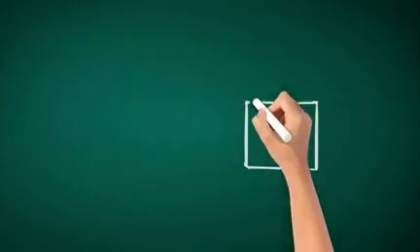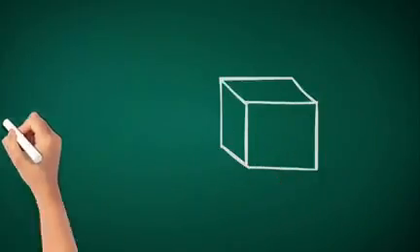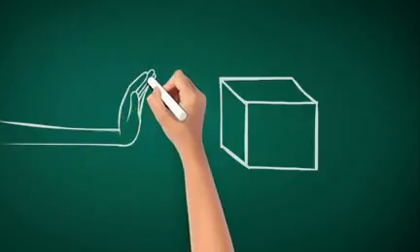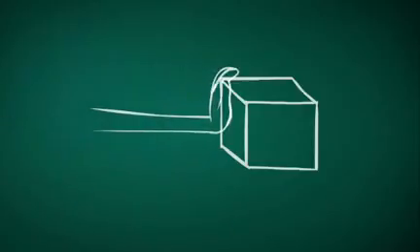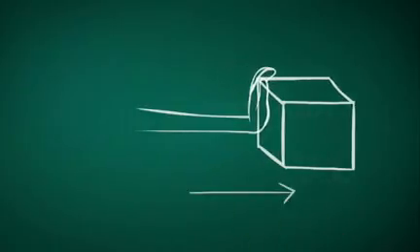Let's see an example. Look at this box of chalks. If I want to move it from one place to another, I need to apply certain amount of force. The box will resist the movement. The property of an object which resists the change in its state is called inertia. Let's learn more about it in our next video.